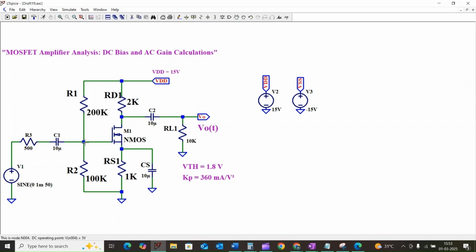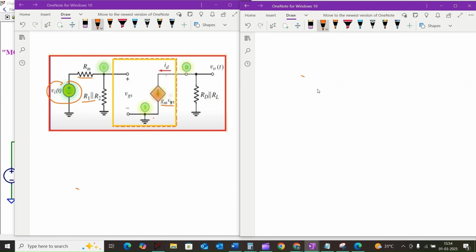By considering this node, R1 and R2 are connected in parallel because VDD and VSS are connected to the ground. On the output side, this capacitor will be a short circuit, and this C2 will be in short circuit mode. So the drain resistance RD and the load resistance RL are parallel to each other, and the final simplified model will be like this. The VGS is the voltage between gate and the source.